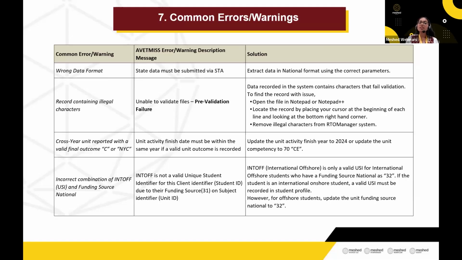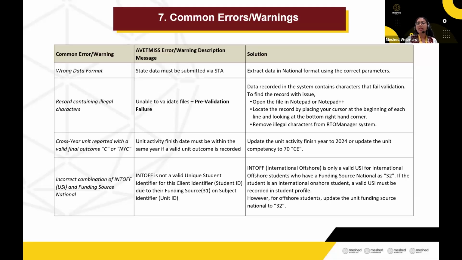The third most common error is the cross-year units reported with a valid final outcome. A cross-year unit is a unit where the activity start date and finish date are not in the same year. So your units may have started in 2025, but they are rolling over to 2026. In that case, you should report the data with outcome code 70 or CE, which means continuing enrollment. Because the data reported is only up till 31st of December 2025, final outcomes such as C or NYC cannot be used.